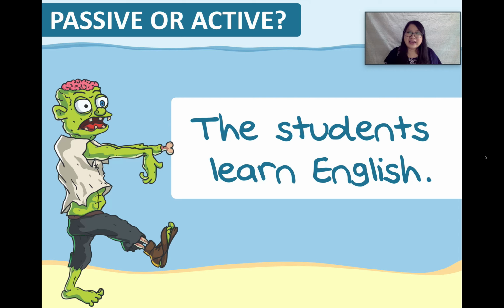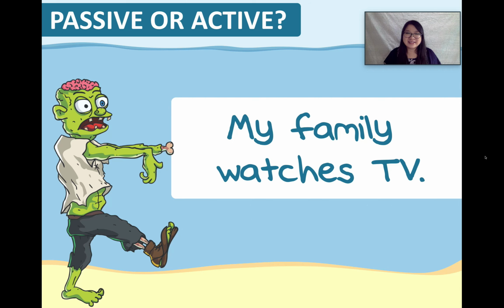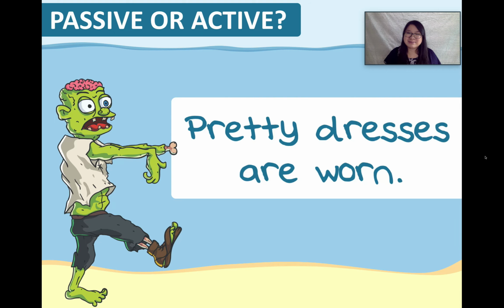The students learn English by zombies. Doesn't really match. It's an active voice. How about this one? The money was stolen by zombies. Very good. It's a passive voice. Your turn. My family watches TV by zombies. Active. Very good. We sometimes play soccer by zombies. It's active. Pretty dresses are worn by zombies.